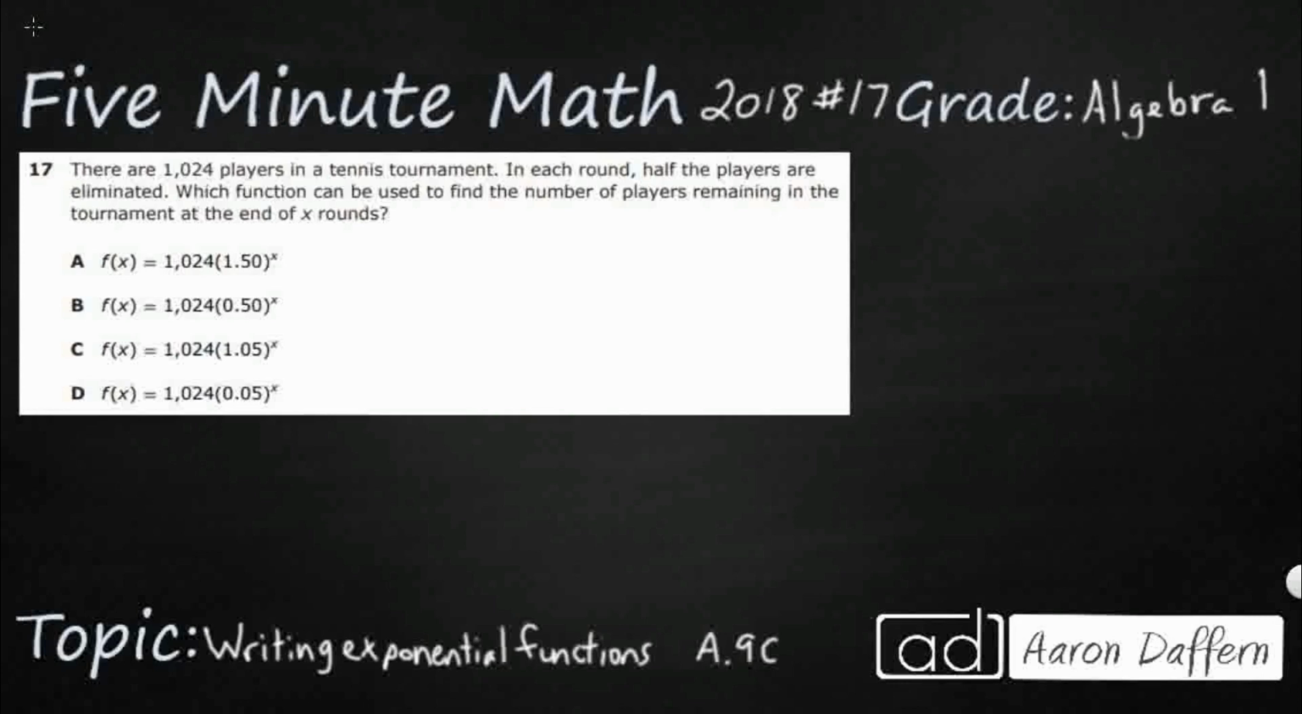So we've got 1,024 players in the tournament. In each round, half the players are eliminated. We need a function that is best representative of that relationship. Okay. So what are we dealing with? Well, when we're dealing with numbers decreasing by halves or doubling or by a certain percentage, that lets us know we're dealing with an exponential function.